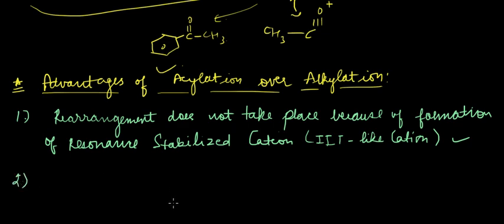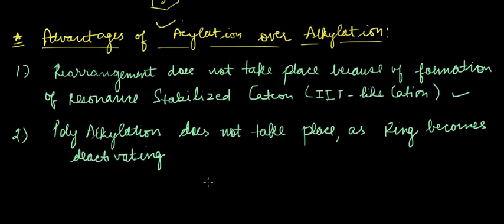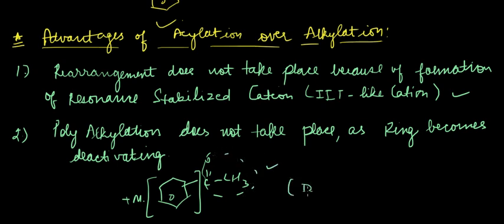The second advantage is that polyalkylation does not take place, because the ring becomes deactivated. We have the benzene ring, and after reaction with CH3COCl it becomes something like this. The benzene has to show a plus one character to the COCH3 group, hence it becomes deactivating.